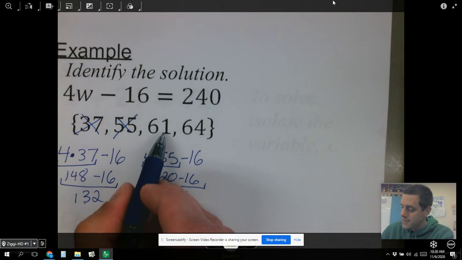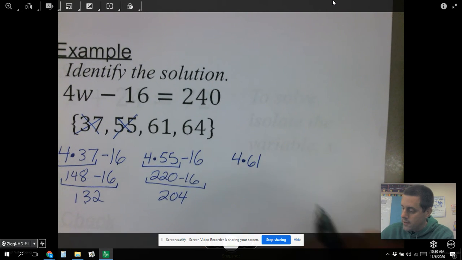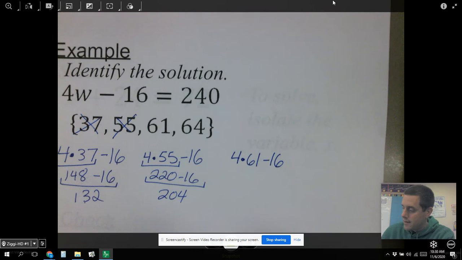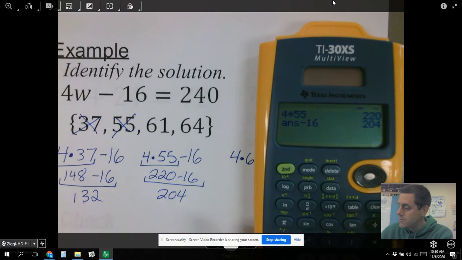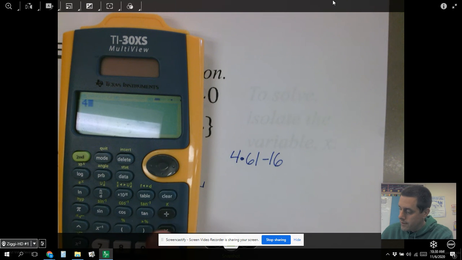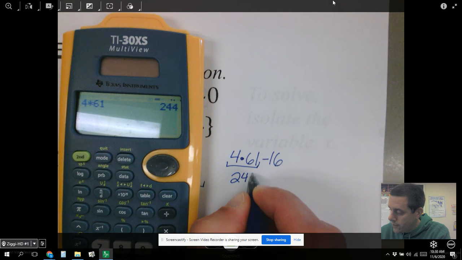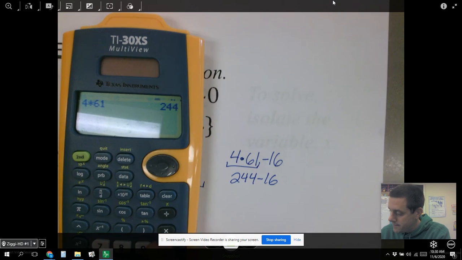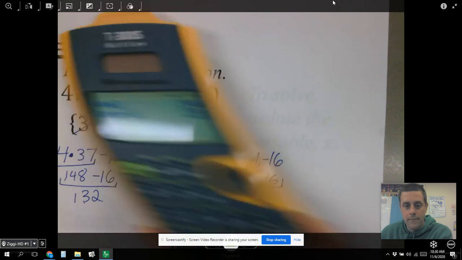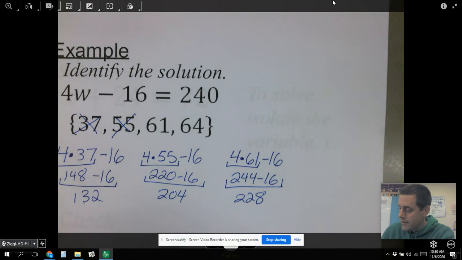Next value to test is 61. Let's plug it into w. 4 times, in place of w, we're substituting the 61 minus 16. Perform your calculation by following the order of operations. 4 times 61 is 244 minus 16 gives us 228. Is 228 equal to 240? They are not the same value, so 61 is not a solution.